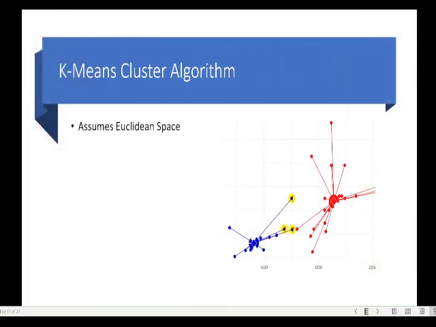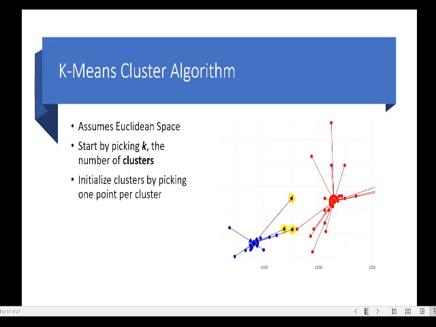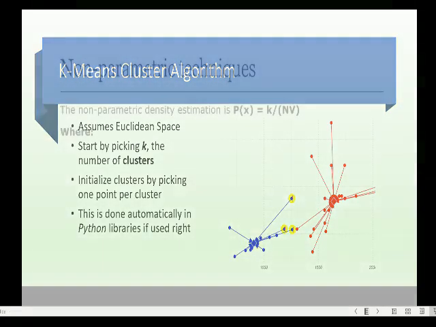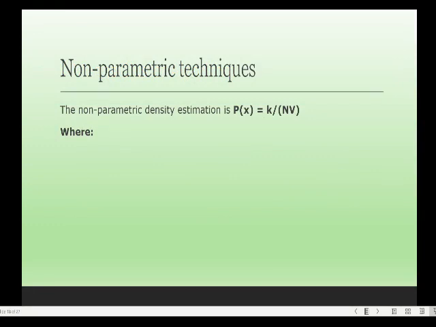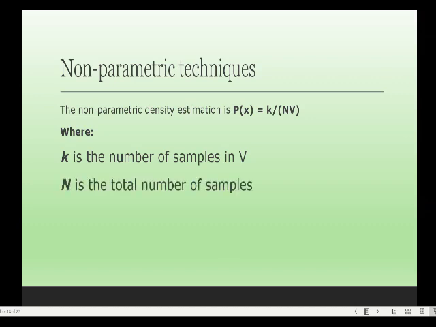K-means assumes Euclidean space, and we start by picking the number of clusters rather than the number of elements in the cluster. And we initialize clusters by picking 1 point per cluster. And this is done automatically in Python libraries. So while there are formulas that can go into fairly complex calculation, it's done automatically. And we can use parametric and non-parametric techniques. Now, non-parametric techniques involve density estimation, and we can use p of x equals k divided by nV, where k is the number of samples and n is the total number of samples, and V is the volume surrounding x.